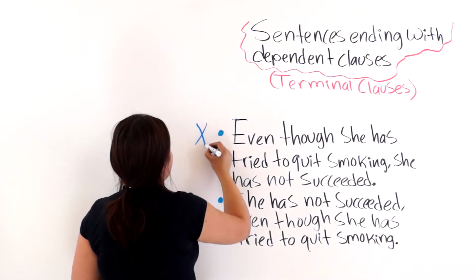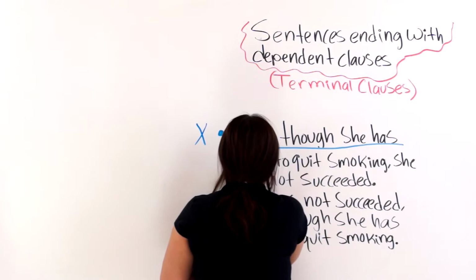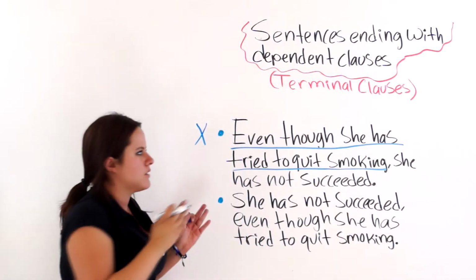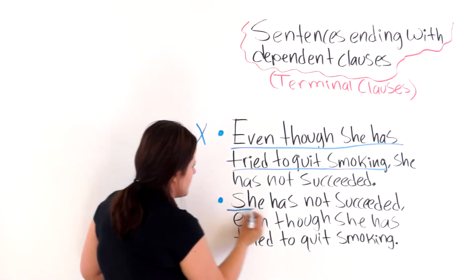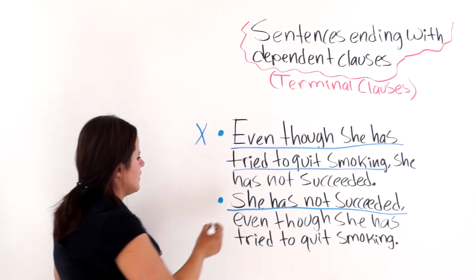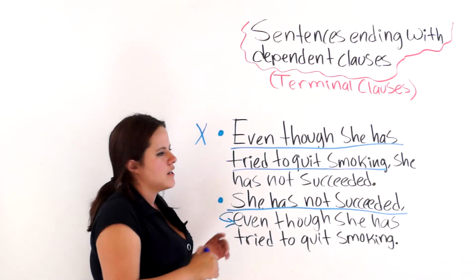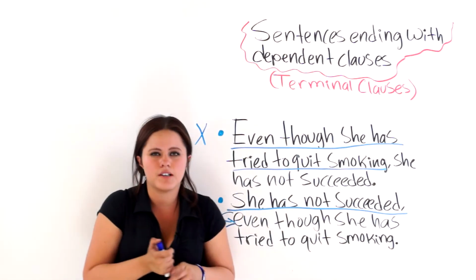No. How do we know it is not the first one? Because this clause here, even though she has tried to quit smoking, is a dependent clause, so it begins with a dependent clause. And this one here, she has not succeeded, is an independent clause. And obviously the following is a dependent clause. So we have a complex sentence that has a dependent terminal clause.